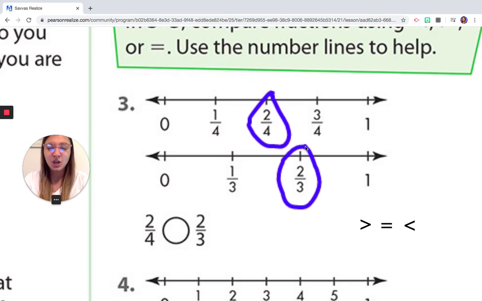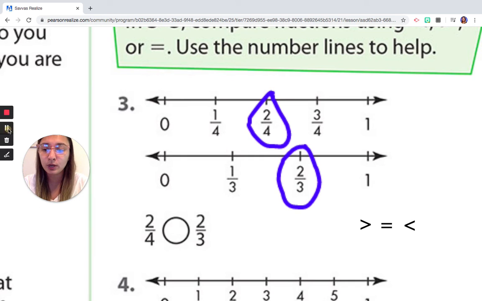Okay, so we can see here that we have the 2/4 circled and the 2/3 circled. Because these are bigger spaces in between our equal parts, we can see that the 2/3 is closer to the whole than the 2/4, or closer to the right than the 2/4. So 2/3 is actually going to be bigger than 2/4.